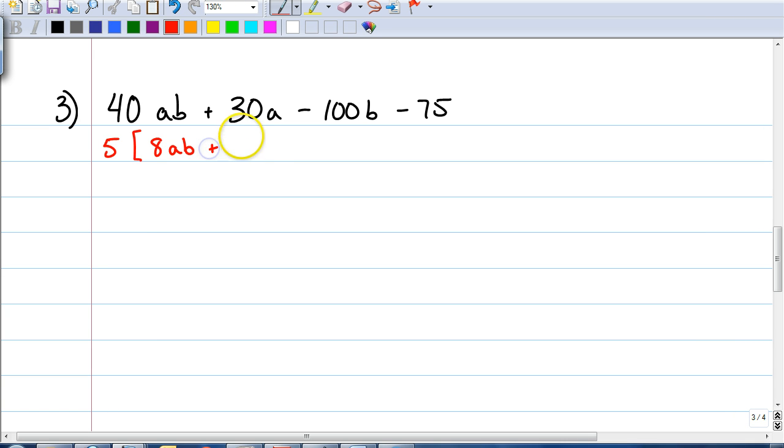8ab plus 30 divided by 5 is 6, so that'll be 6a. Then it'll be minus, and 100 divided by 5 is 20, so it'll be minus 20b. And then it'll be minus, and 75 divided by 5 is 15.